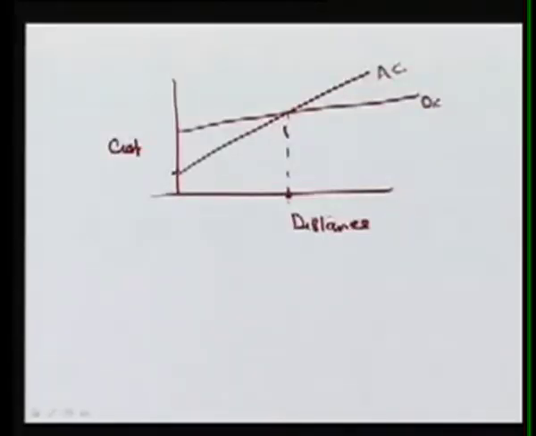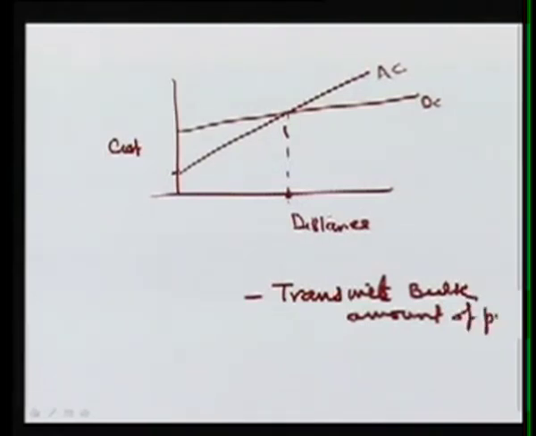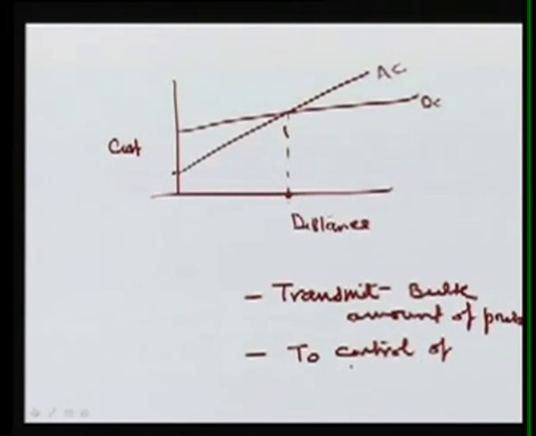Nowadays, it is not only about transmitting DC power from one end to another end, but we can also use DC for several other purposes. So normally the use of DC is to transmit a bulk amount of power, and another is to control this power. Control of power is one of the big advantages of DC system.